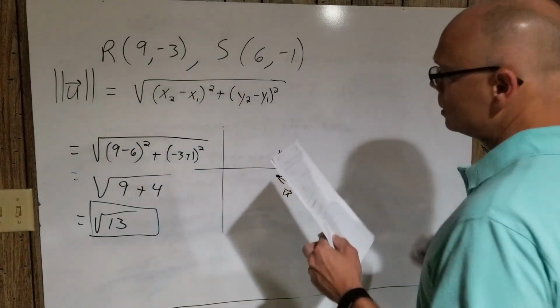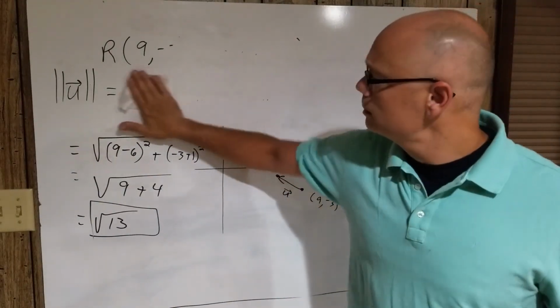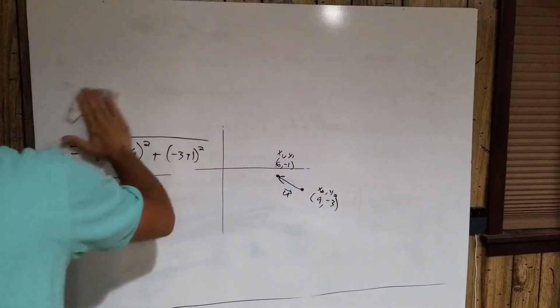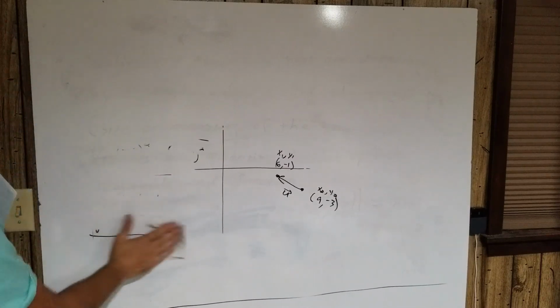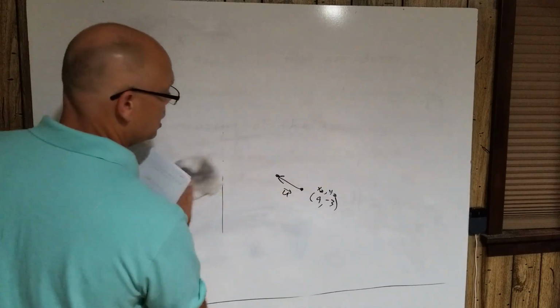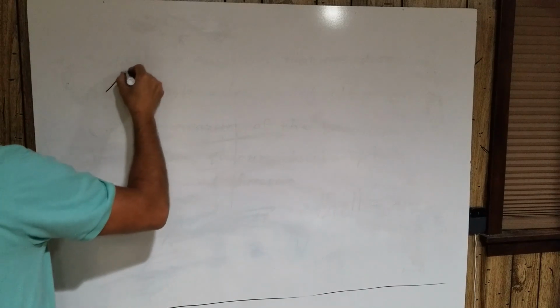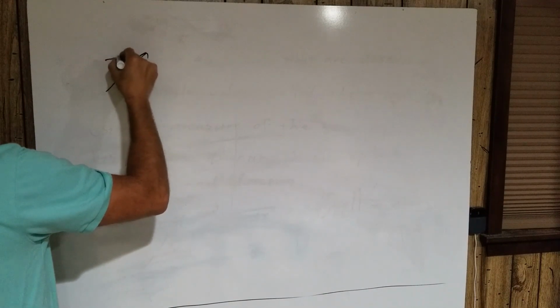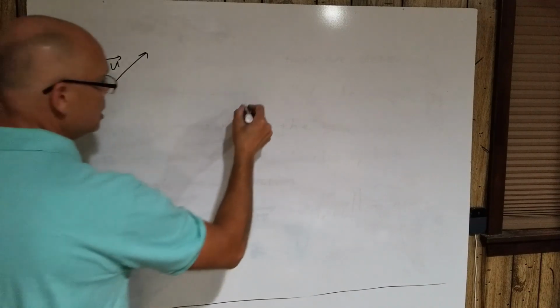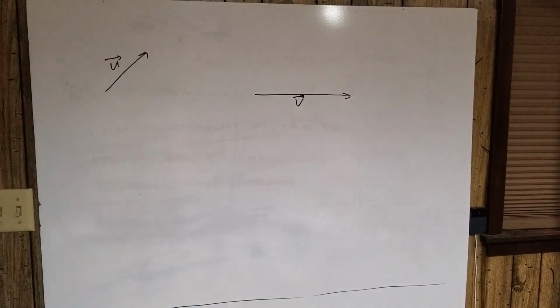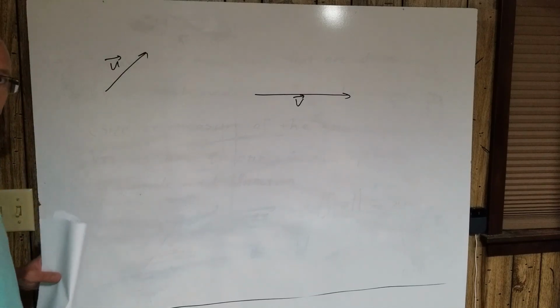Then next in your notes is representing vectors visually. So what if I want to take two vectors and I want to add them? Let's say that I have a vector that looks like this. I'm going to call that vector u. And let's say I have a vector over here, vector v, that looks like that. And I want to add these two. I'm going to do adding them visually here.